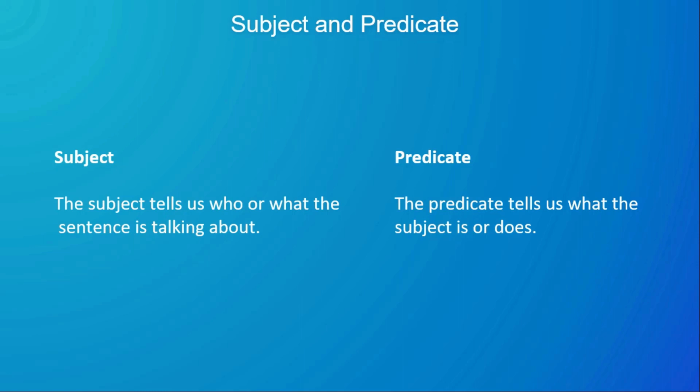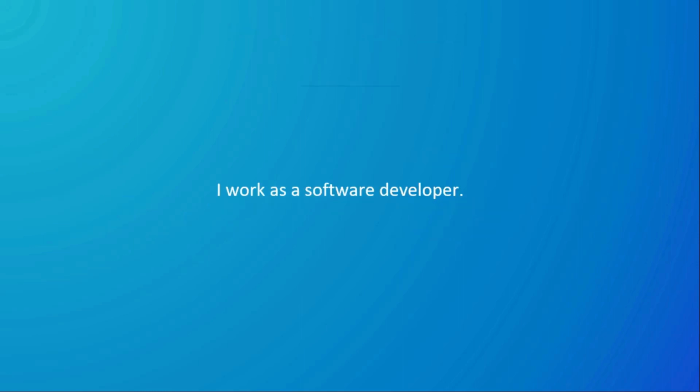To understand this better, have a look at these examples. I work as a software developer. To identify the subject, you have to first find out who or what the sentence is talking about. The sentence is talking about me working as a software developer, so the subject is I. To identify the predicate, find out what the subject is or does. What do I do? I work as a software developer. Hence, work as a software developer is the predicate.